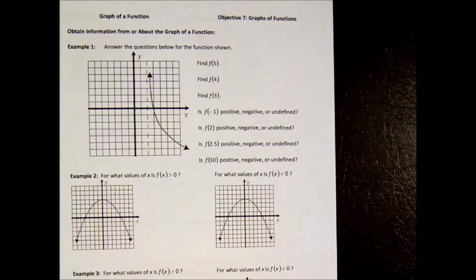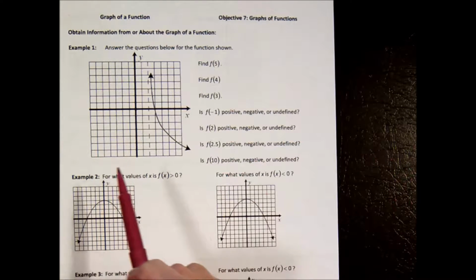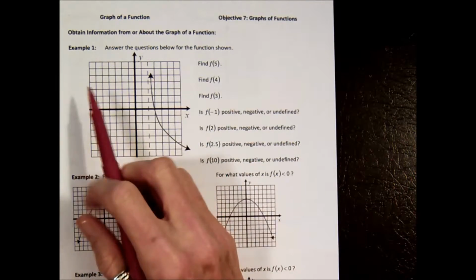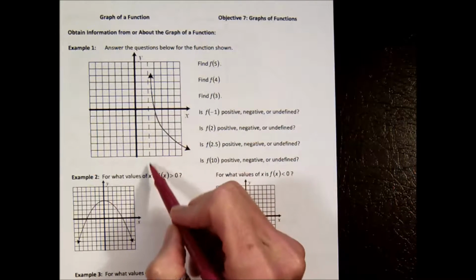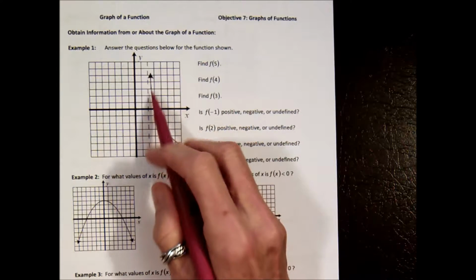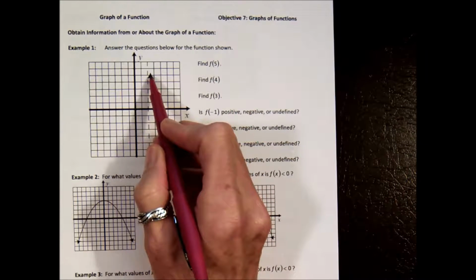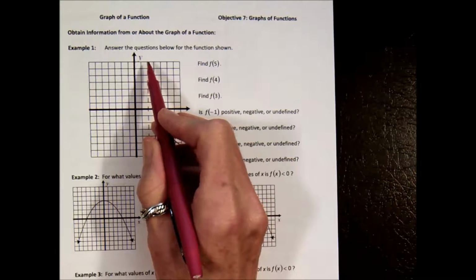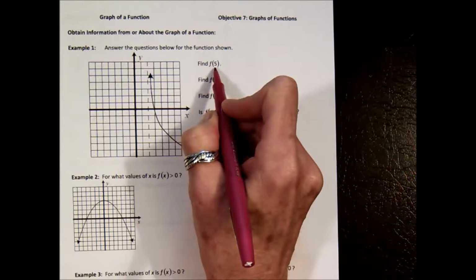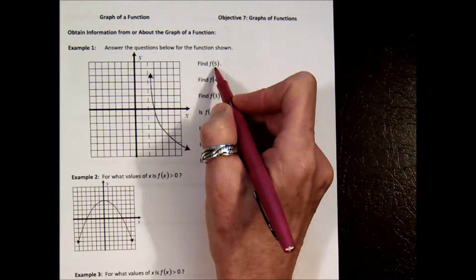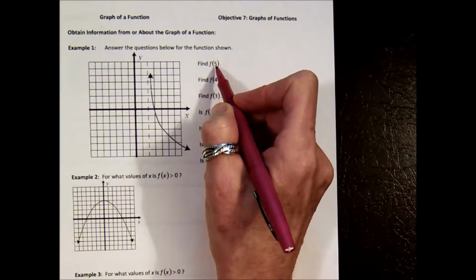In this video, we're going to be doing some analysis of graphs of functions. So if you look at example 1, you'll see we have a function here. We have a dotted line called an asymptote, which means that the graph of that function gets continuously closer and closer to that line but never touches it. That's all that means. So it says find f of 5, remembering that the number in parentheses by that f refers to the value of x.